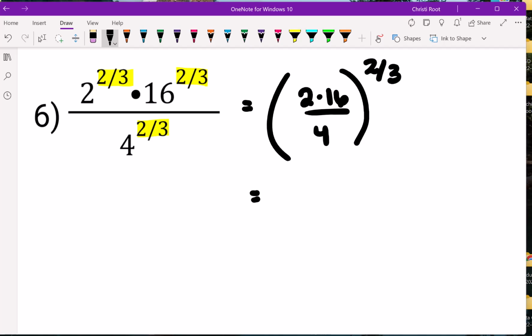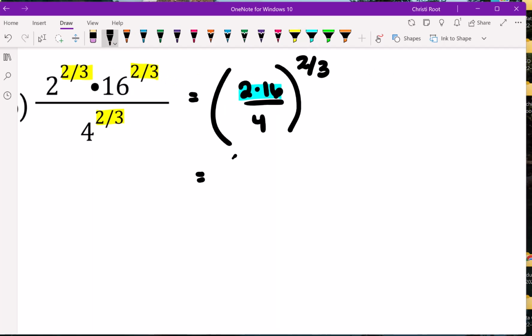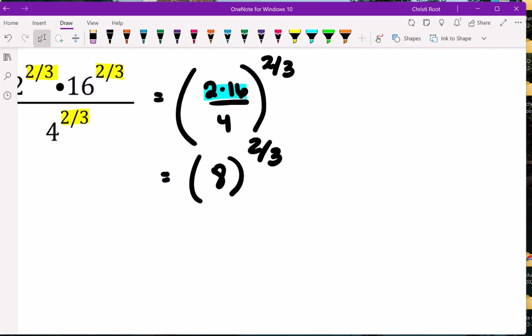On the other hand, can I do 2 times 16? Yes. 2 times 16 is 32. What's 32 divided by 4? 8. So you can just simply do 2 times 16 divided by 4 and you get 8. Now before I box this in as my final answer, you have to ask yourself, can you take the cube root of 8? You can, okay?